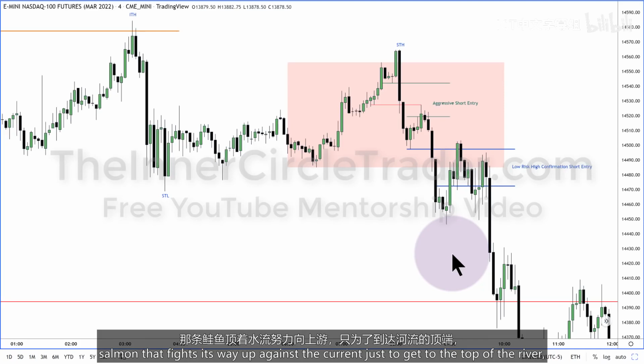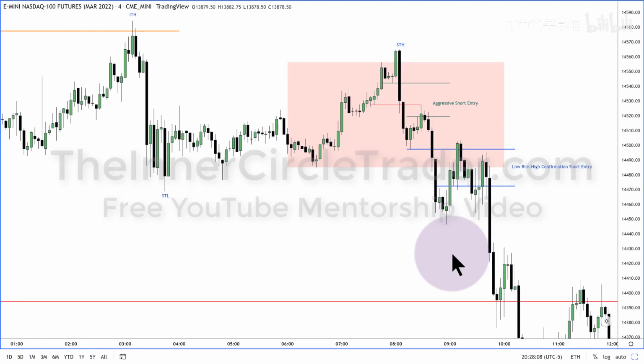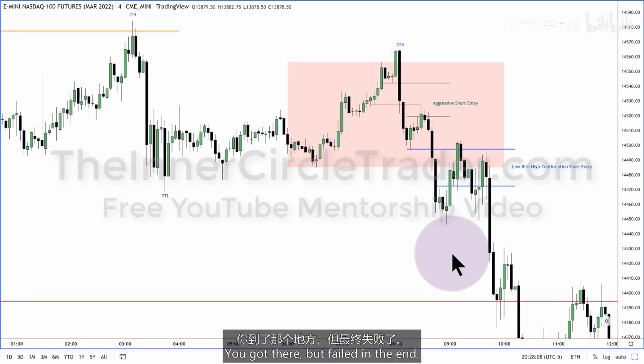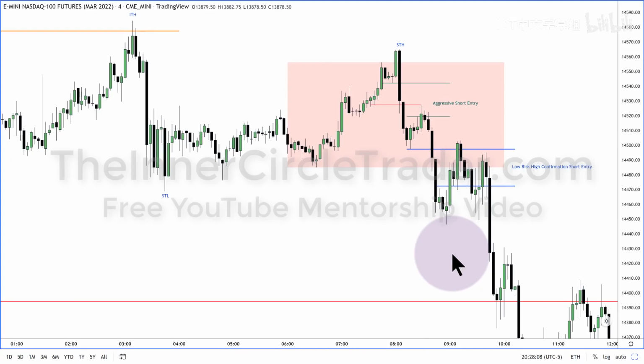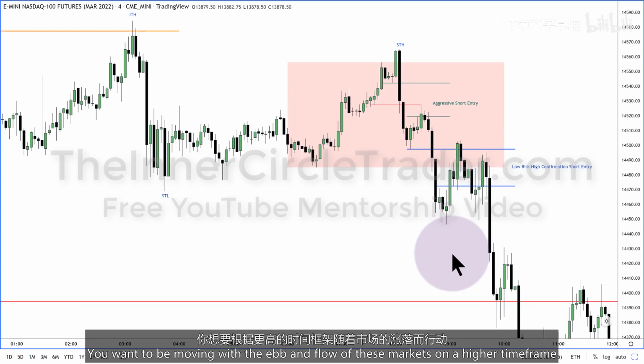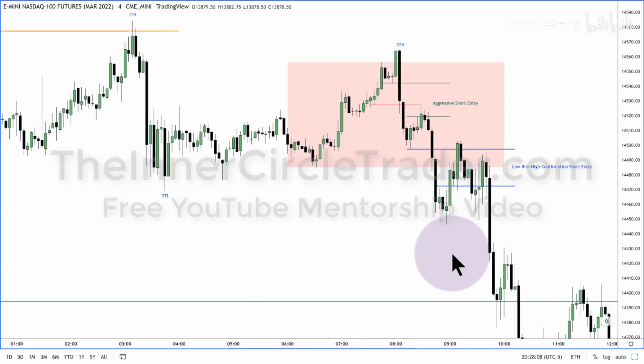The salmon that fights its way up against the current just to get to the top of the river, spawns and then dies. You got there but failed in the end. You want to be working with the tide. You want to be moving with the ebb and flow of these markets on a higher time frame, because that daily chart, if you understand that daily chart, let's go back up to it.